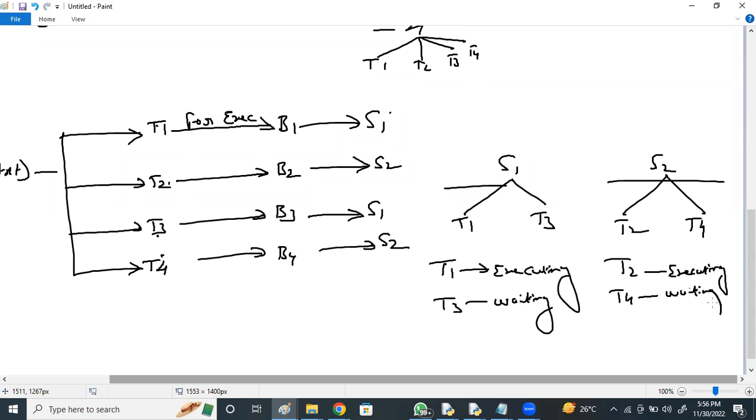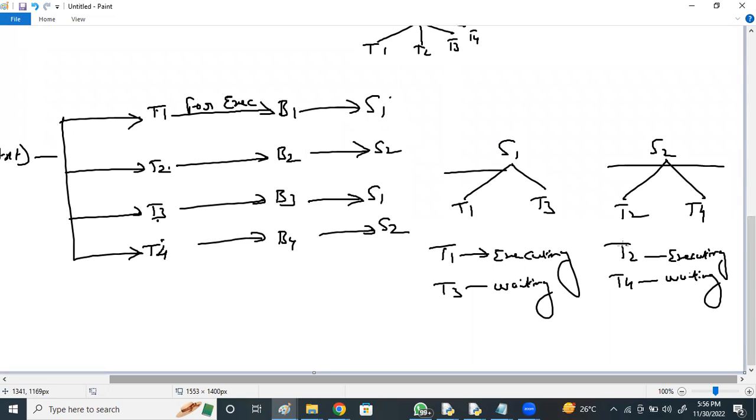How many tasks are executed parallelly here? Out of four tasks, only two. Remaining two are in the waiting state, right? Until you complete these two tasks, you cannot execute the other T3 and T4, right? Some tasks are in the waiting state, so here you are going to see less speed.